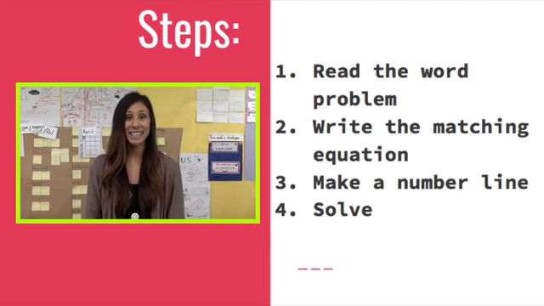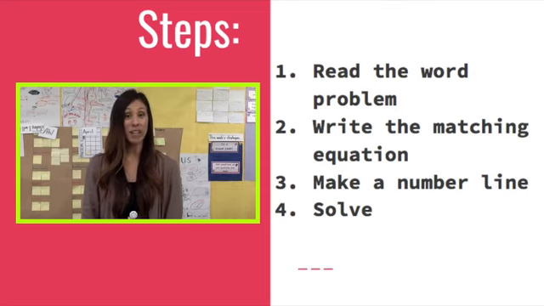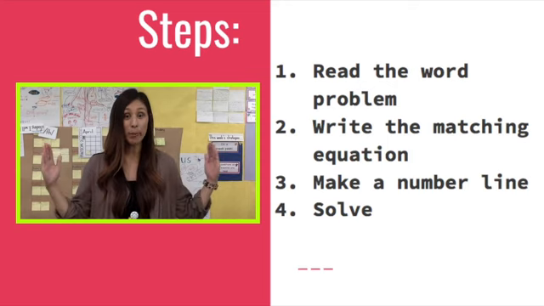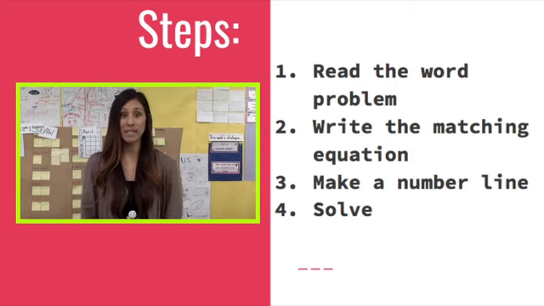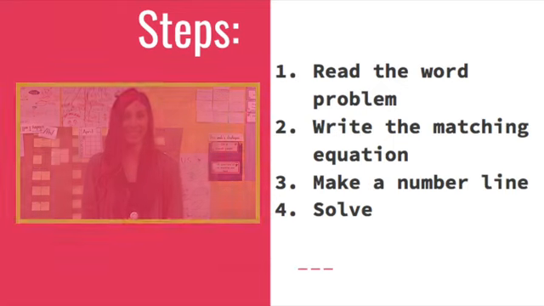To complete today's lesson, you have 4 simple steps to follow. So step 1 is to read the word problem, and don't forget to identify any clue operation words and highlight all of the important information you need to do step 2, which is to write the matching equation. Step 3 is to make a number line, and if your math journal gives you an actual number line, there might be parts missing, so you'll need to fill those out. Step 4 is to solve.